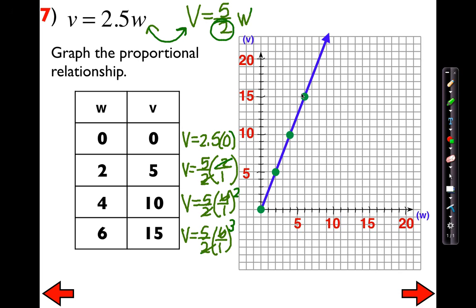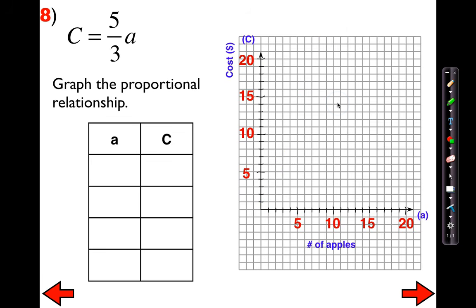Again, I know it's a proportional relationship because 1, it does follow the form y equals kx. It is linear and it goes through the origin. So I know that it's supposed to be a proportional relationship, but it's just good to review those characteristics that we see. Okay, so at this point, what I'd like you to do is go ahead and pause the video and try this one by yourself.